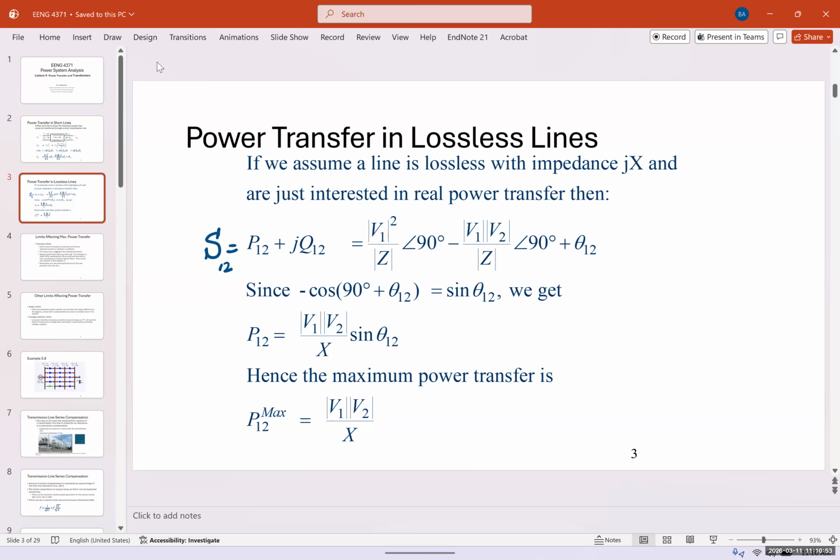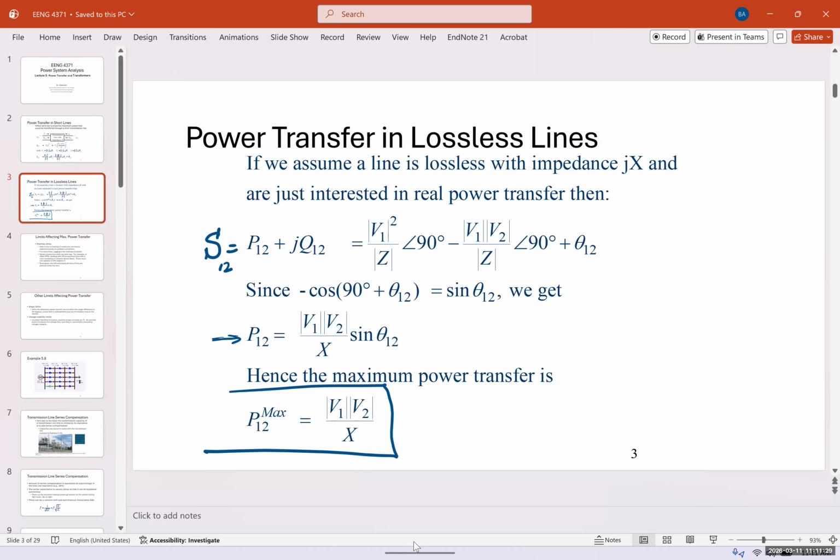Which is going to be V1 squared over Z with an angle of 90 degrees, minus V1 V2 over Z with an angle of 90 degrees plus theta 1,2. And since negative cosine of 90 degrees plus theta 1,2 is equal to sine of theta 1,2, we get, and again, we're only interested in P, so P12 would be V1 V2 over X sine of theta 1,2. And hence the maximum power transfer is going to be equal to V1 V2 over X.